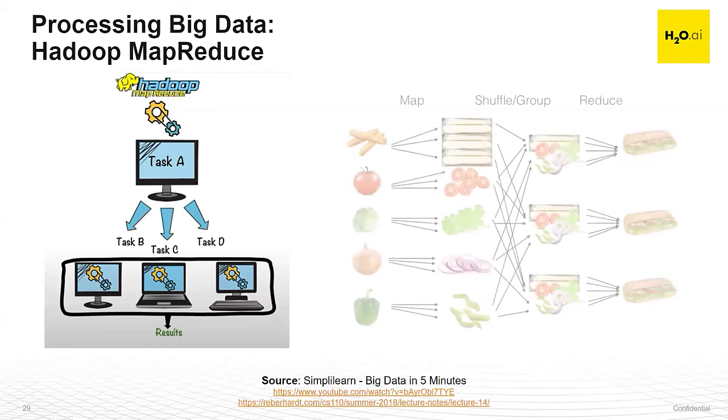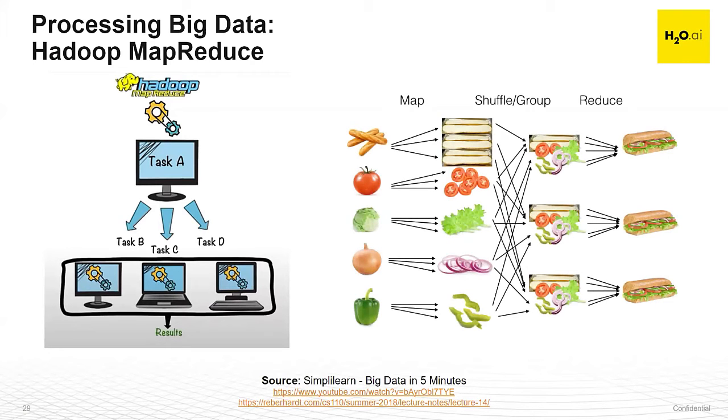So let me use a more daily life example here. For example, you want to make a sandwich with all these ingredients. When we do the map step, we want to break it down into smaller tasks. So you can see that I break it down into baguette, tomato, lettuce, onion, and pepper, or break it down into really small pieces. Then we group them into the right order, because we want to make sure that we are doing the right task, so we put the right ingredients into the same group. And when we do the reduce task, we make them into a proper sandwich. That's one way you can think about how we do MapReduce with Hadoop.